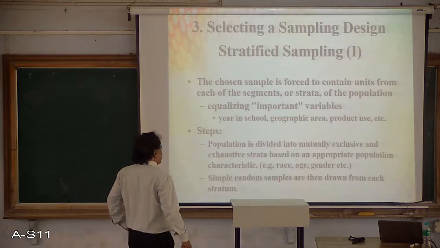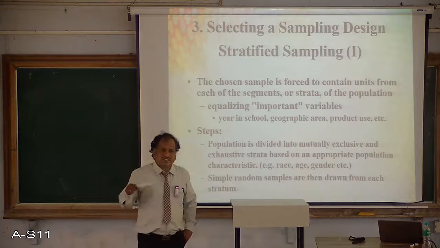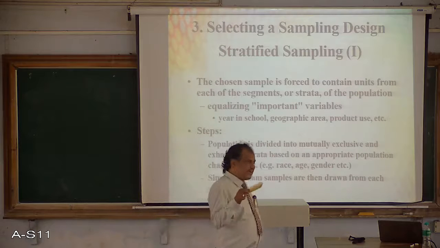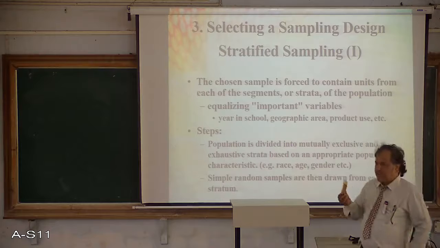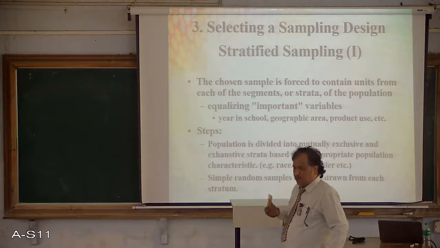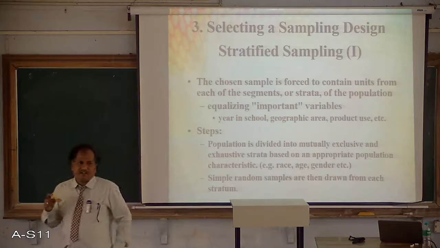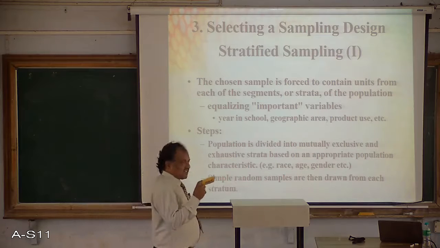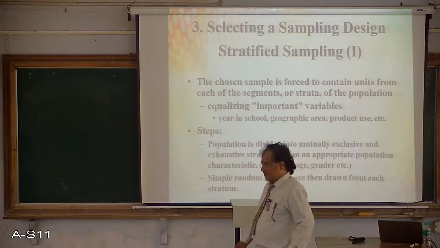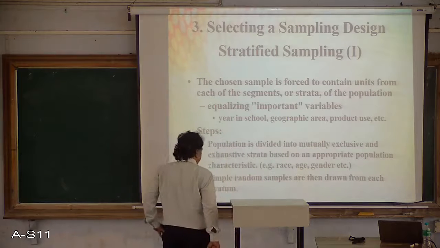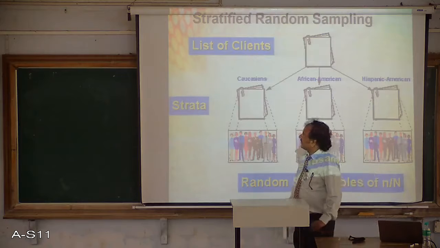Simple random samples are then drawn from each stratum. After making the strata, simple random sampling will be applied. So after making a group of 6 women and 4 men, simple random sampling is applied to select particular women from that stratum and particular men from the stratum of 4 men. Like that, stratified sampling is going to be applied.